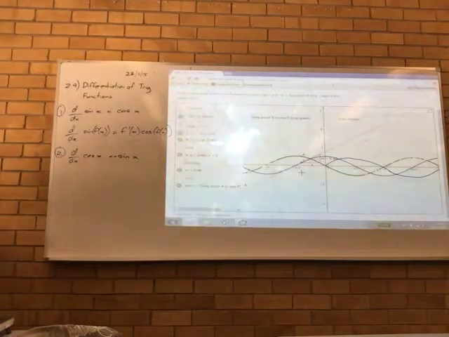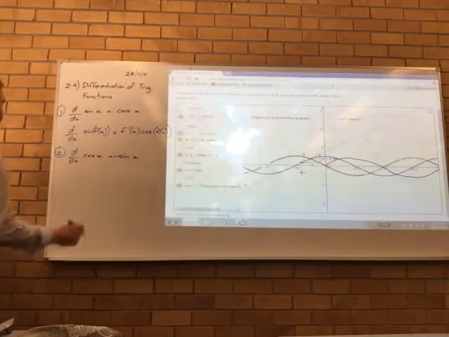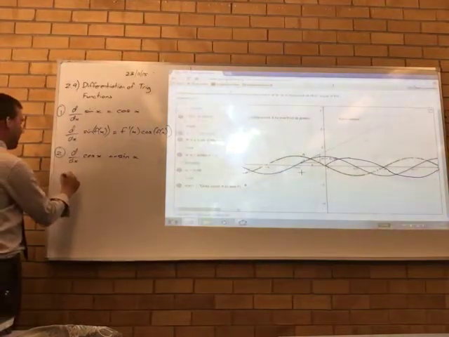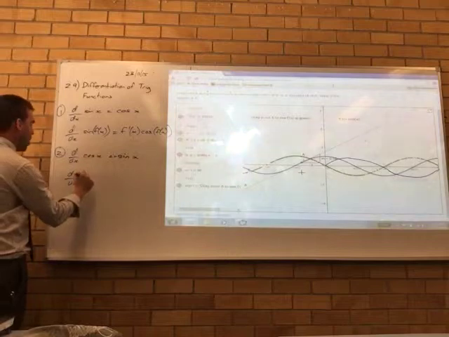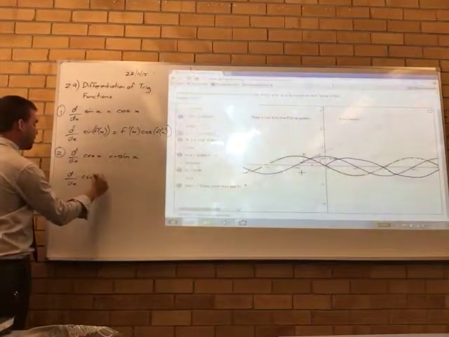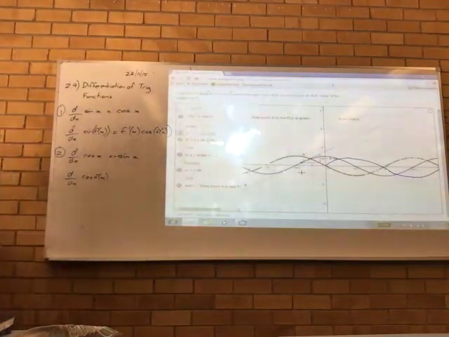Okay, we can do a proof. It will involve differentiation by first principles. Might ask you to do that for an exercise tomorrow. d/dx of cos of some function of x. Okay, so it could be cos of x squared plus 3, for example.